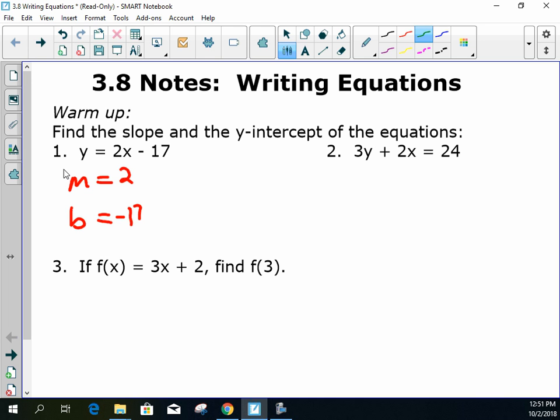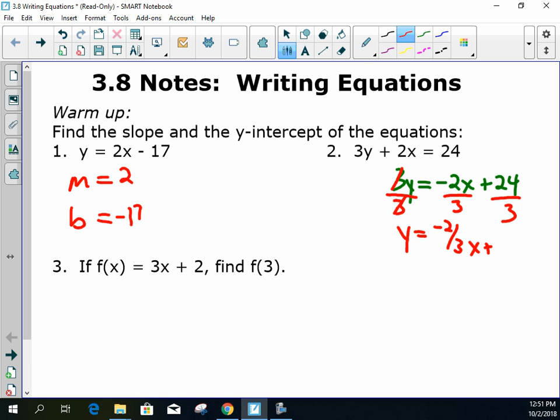Over here, I don't have the y isolated, so I have to move the 2x. So I make it negative 2x on the other side. Then I divide everything by 3. Y equals negative 2 over 3x plus, how many times 3 goes into 24? So my slope is negative 2 over 3. My y-intercept is 8.